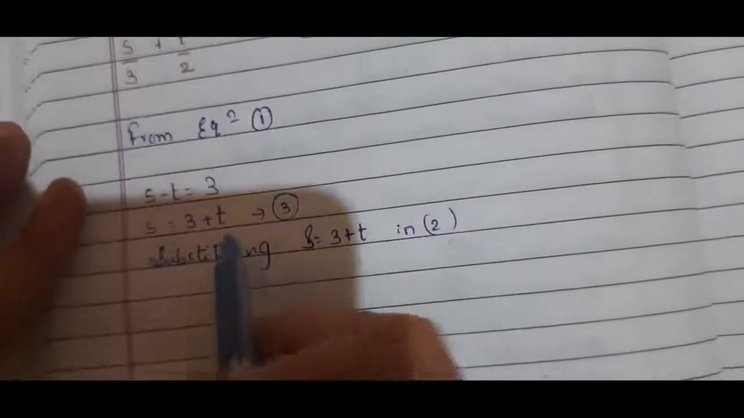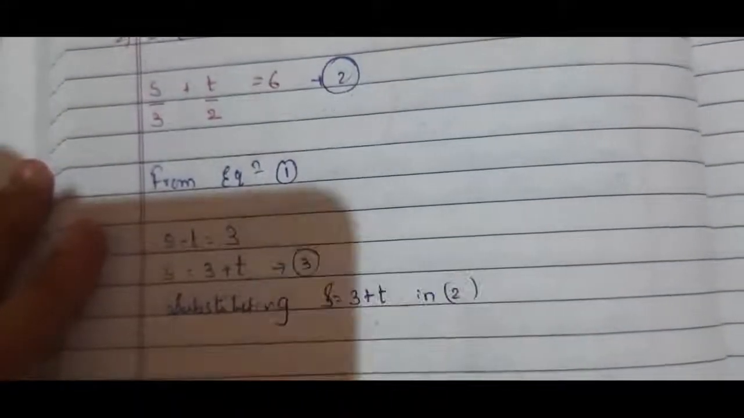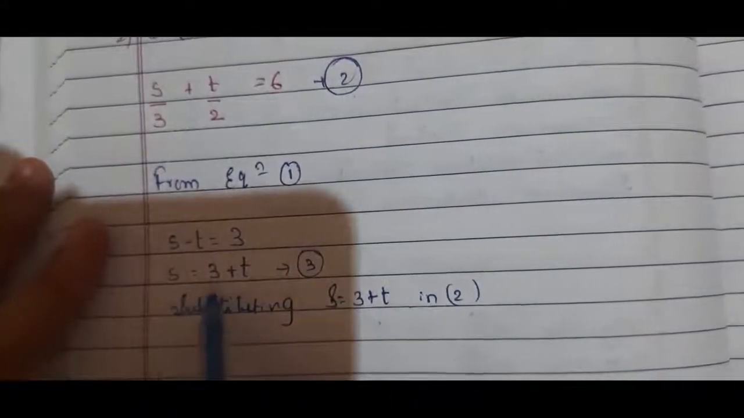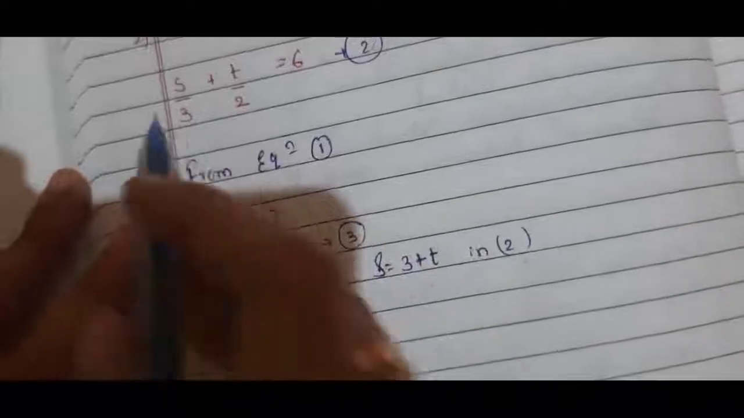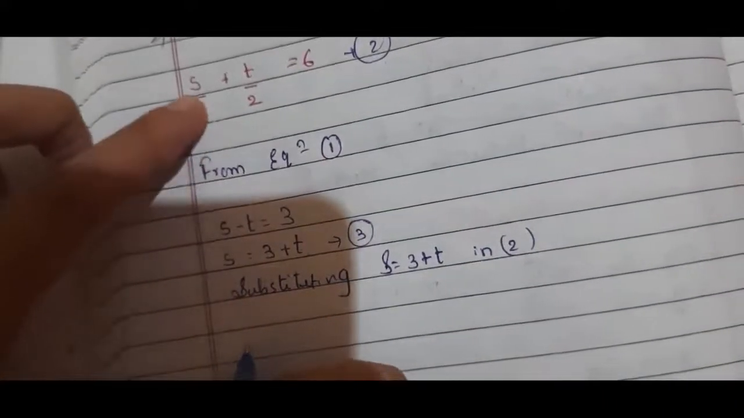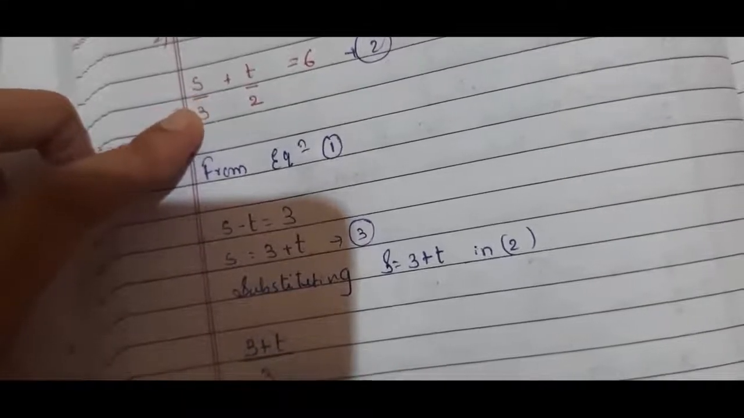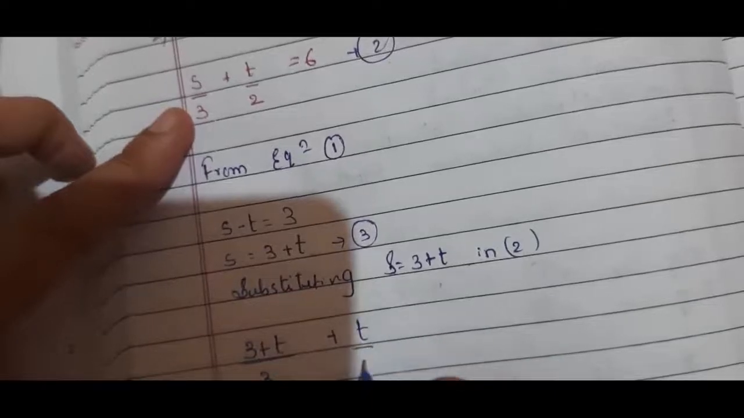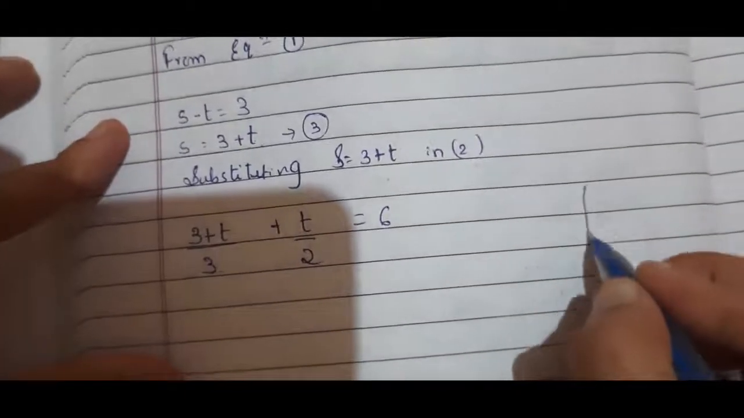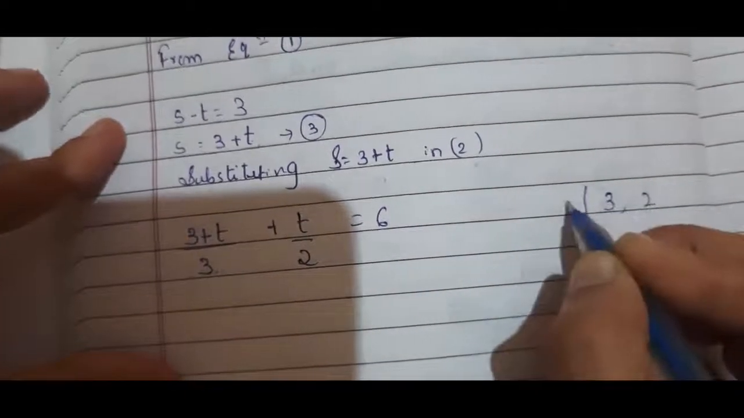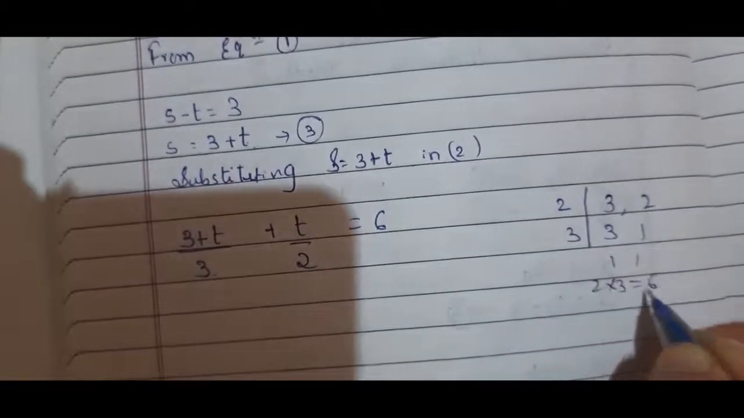Okay. Substitute s equals 3 plus t in equation second. In equation second, wherever we have s, we have to replace it with 3 plus t. See here, in the place of s I am substituting 3 plus t, divided by 3, plus t by 2 equals 6. Students, here the denominators are different, so we have to take the LCM. 3, 2. What is the LCM of 3, 2? It is 6. 3 ones are 3, 2 threes are 6. The LCM is 6.